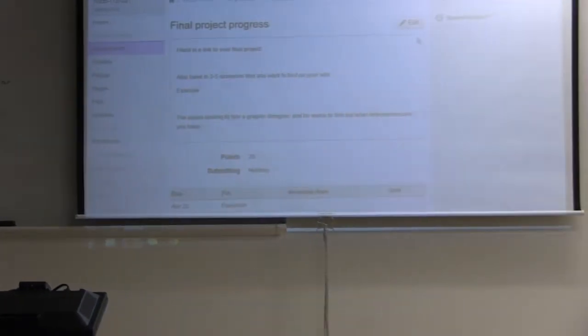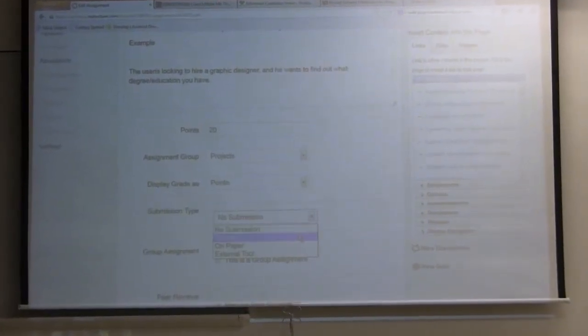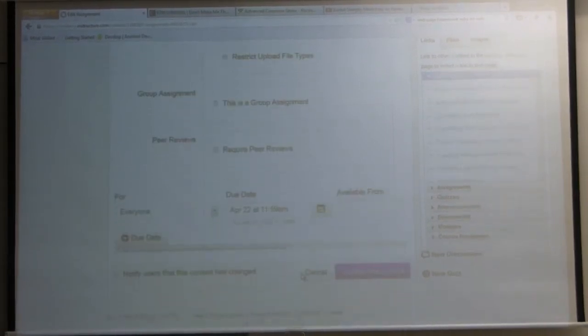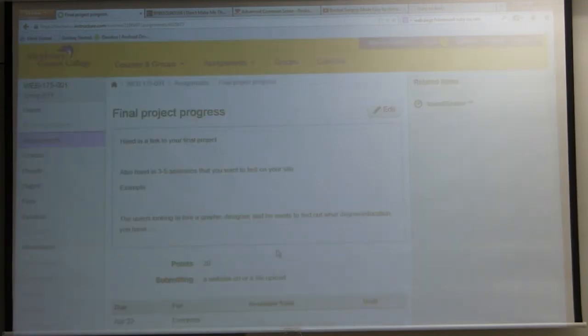And in there, you're also going to have five, and we're going to make it a little shorter, 3 to 5 scenarios that you want to test on your site. So you'll give me the link to your site and you'll upload a Word file, or you can just type it in the comments of things that you want people to test.